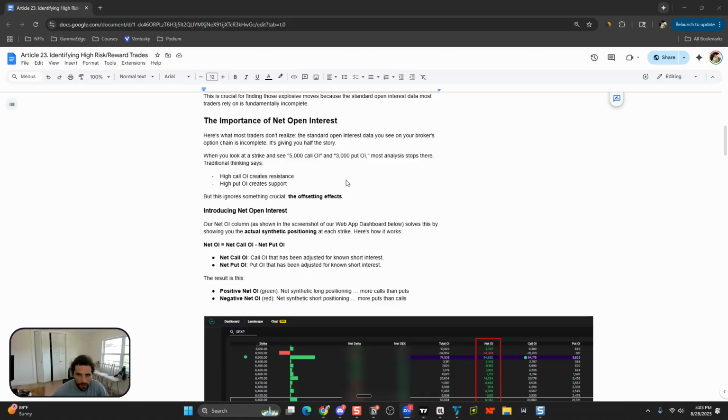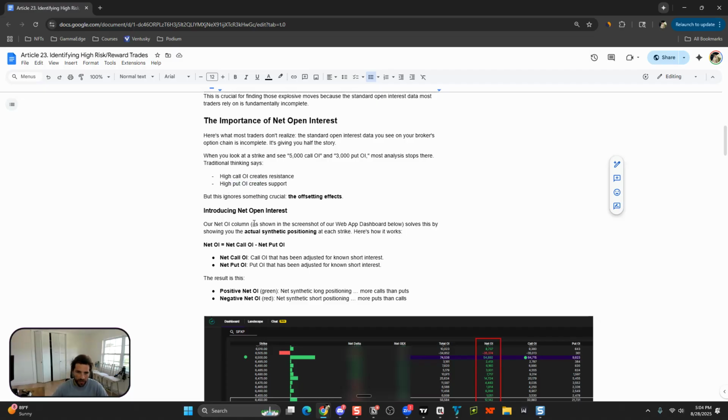And so getting back to net open interest, something to talk about is what a lot of people don't realize is the standard open interest data you see on your broker's options chain is incomplete. It only tells you half the story. And right, if you're just looking at a chain on your broker, you could see 5,000 open interest calls, 3,000 open interest puts sitting at the 5,000 strike, and most analysis stops there. And traditional thinking says high call open interest creates resistance, high put open interest creates support.